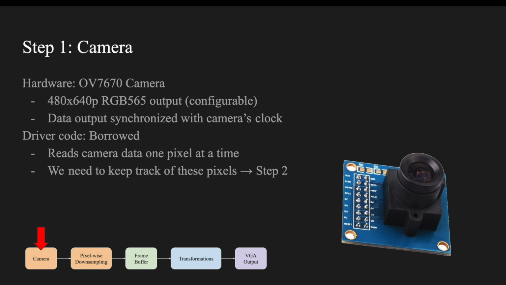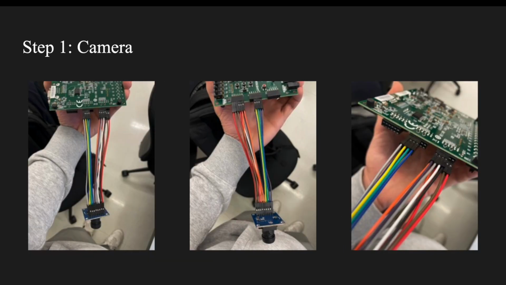So step one is the camera, for which we are using an OV7670 camera, which outputs 480 by 640 in RGB565. An important detail here is our data output is synchronized with the camera's internal clock, not our system clock. And our driver code here is borrowed, and it reads the camera data 1 pixel at a time, which is also an important detail. So here's, again, some brief wiring of the camera. We are using the FPGA's JA and JB ports.